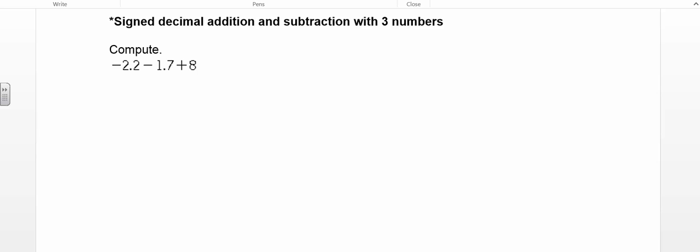In this problem, we're going to be adding or subtracting three decimal numbers. We have a negative 2.2 minus 1.7 plus 8.